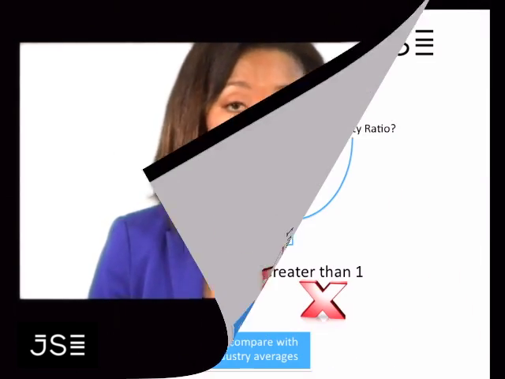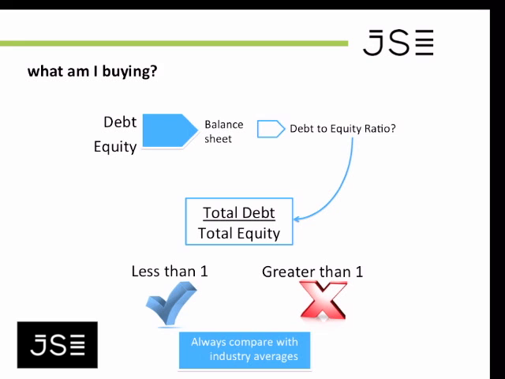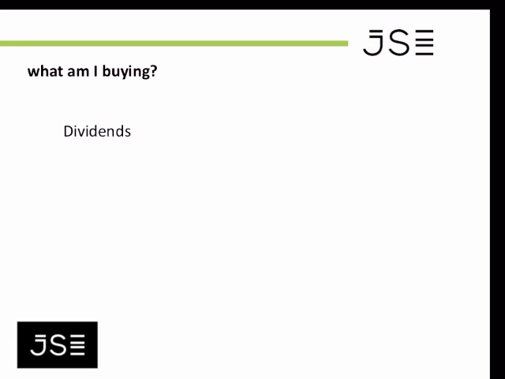So for example, if we look at a debt to equity ratio of 5, that would tell us that for every 1 rand of equity a company has, they've got 5 rands worth of debt. And that could be cause for concern, because it could mean that the company is too indebted. But like I said, always compare with the industry averages. And let's move to the next one, dividends.